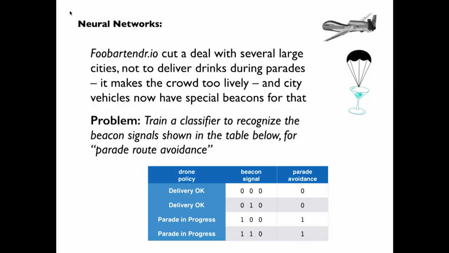So the problem stated is to train a classifier to recognize the beacon signals shown in the table below for parade route avoidance. Okay, so we've got this policy that we're going to set up for how we fly the drones, and it's okay to do a delivery if you're catching beacon signals off the city vehicles that say 000 or 010. But if the beacons are coming up with 100 or 110, then that means you've got some state of a parade in progress, and you want to avoid those areas. So we're going to have to set up some classifiers on the drones so they can recognize these signals off the beacons.